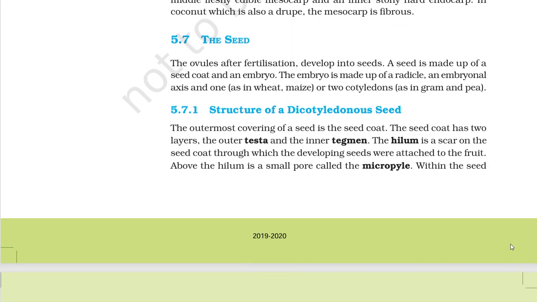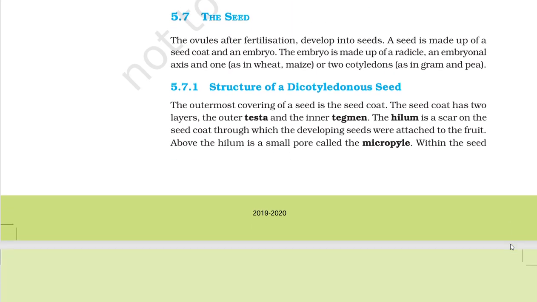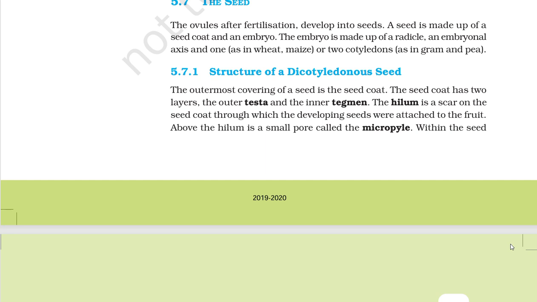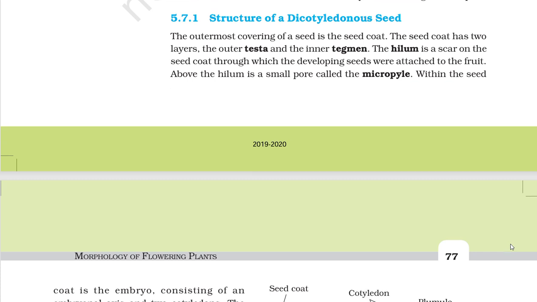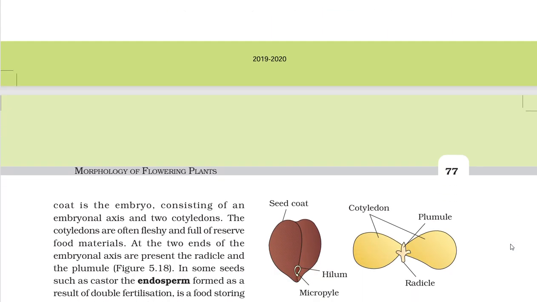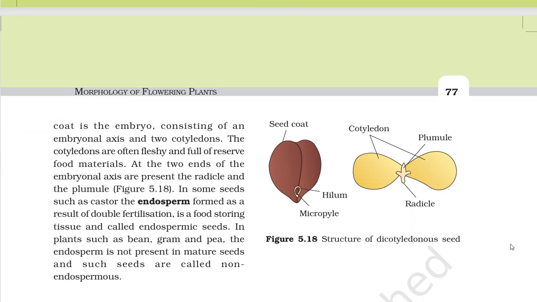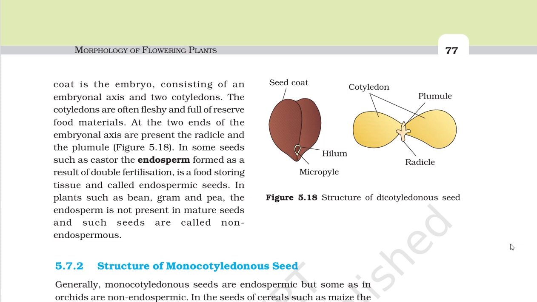The outermost covering of a seed is the seed coat. The seed coat has two layers, the outer testa and the inner tegmen. The hilum is a scar on the seed coat through which developing seeds were attached to the fruit. Above the hilum is a small pore called the micropyle. Within the seed coat is the embryo, consisting of an embryonal axis and two cotyledons. The cotyledons are often fleshy and full of reserve food materials. At the two ends of the embryonal axis are present radicle and the plumule.